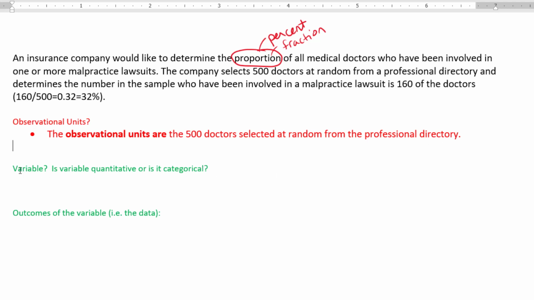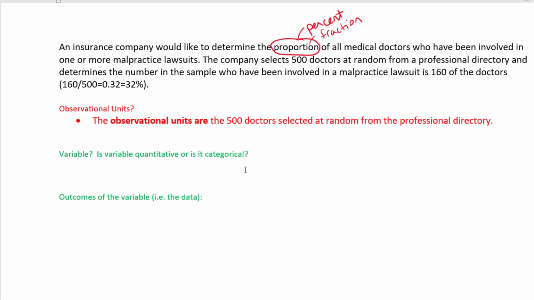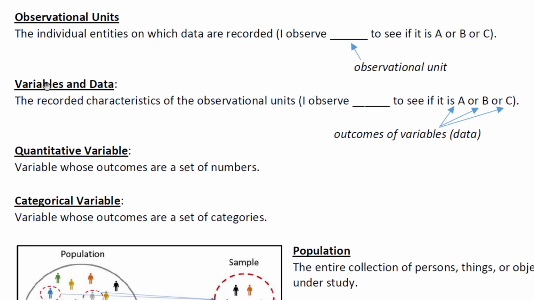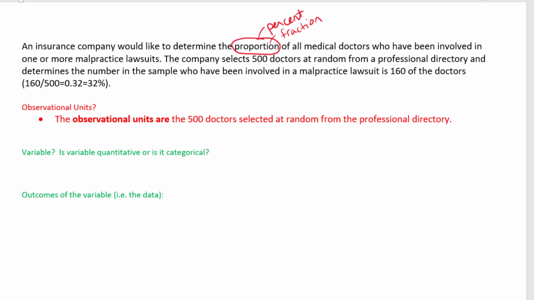Next, we're asked to identify the variable and identify if that variable is quantitative or categorical. Recall, variables are the recorded characteristics of those observational units. So it's the things you write down about the observational units. So if you imagine that you were the one conducting this study, you maybe would go up to each of these 500 doctors with your little clipboard, and you want to ask yourself, what information are you writing down about each doctor out of the 500? The thing you're writing down about each doctor is the variable.